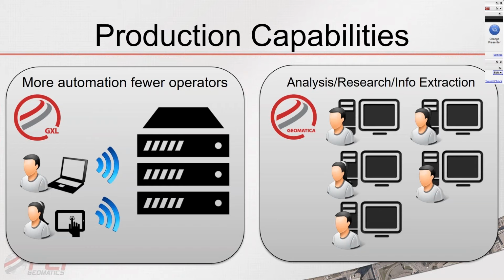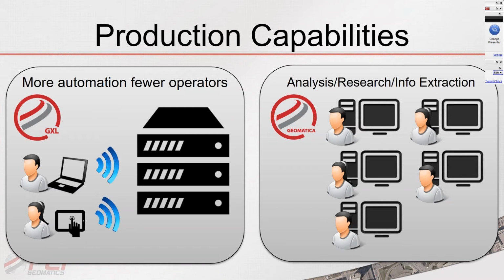Now, in terms of production capability, we can deploy the technology in different ways. On the left, we see a typical deployment of a GXL system where perhaps we have fewer operators and we leverage more automation, where we can process different images in parallel and do large processing on a larger system. Of course, we can also achieve large volume processing with Geomatica by deploying more licenses and using staff to process large projects. That's also a possibility.